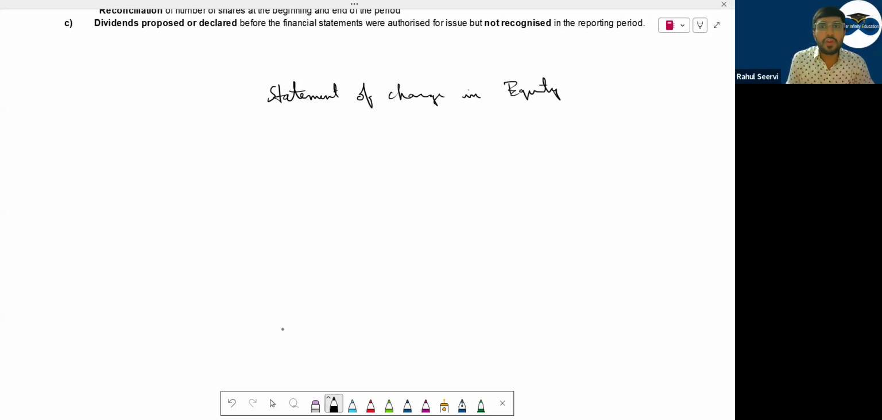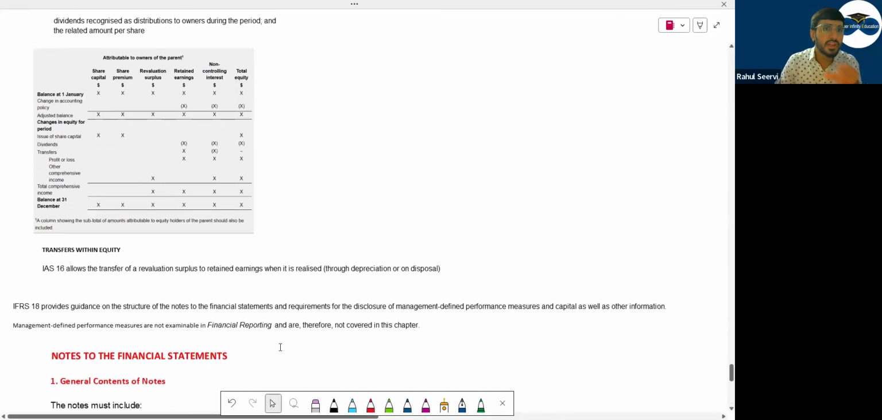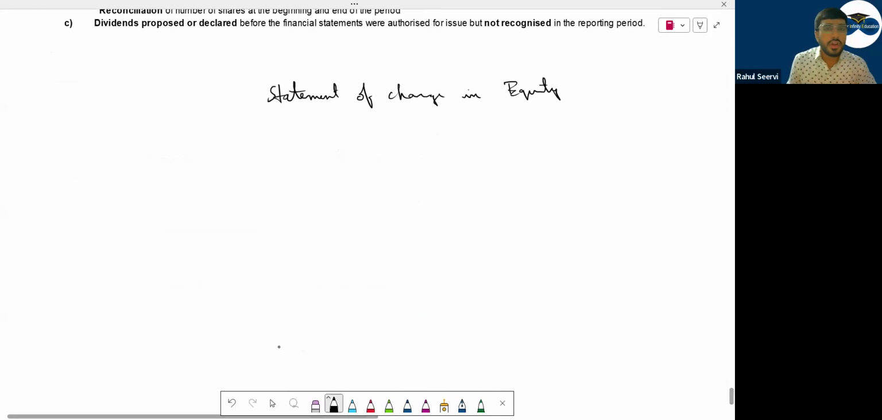See, all the items I will not be writing here. The one which I pasted here includes the part which will be tested, but I will not write everything. We'll just understand the basic format today. So in the statement of changes in equity, what will you write down? Balance brought forward or carry forward.